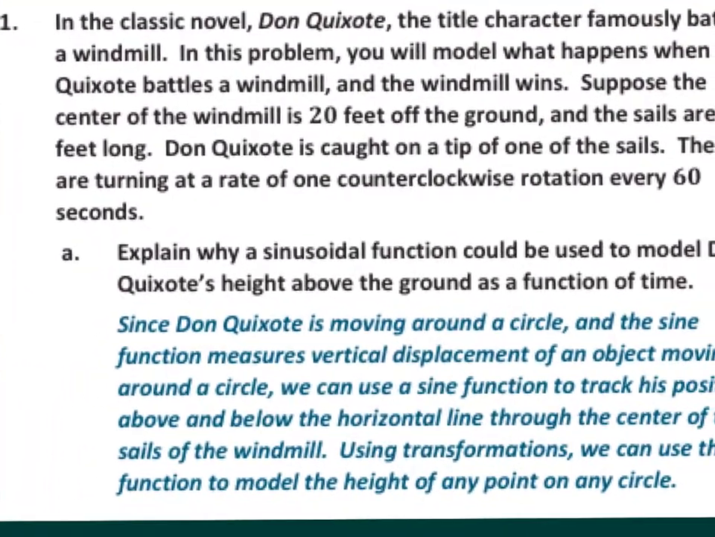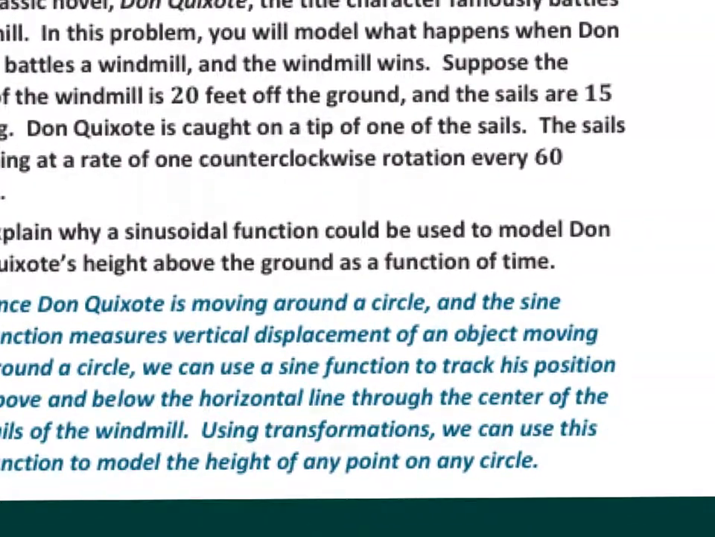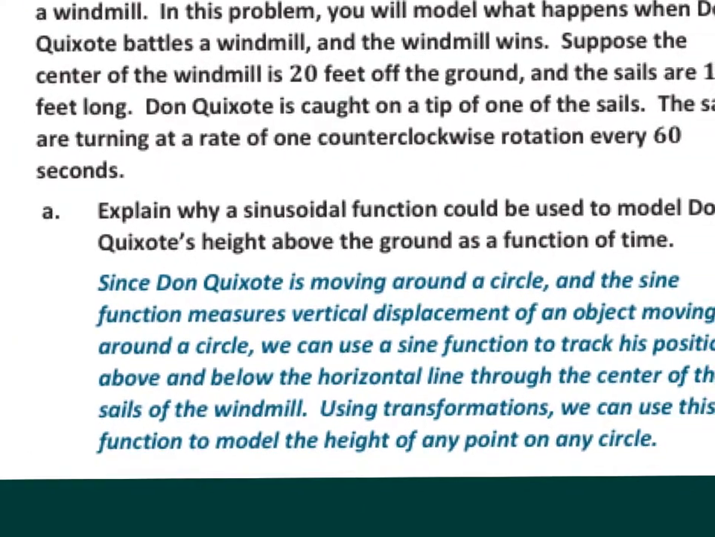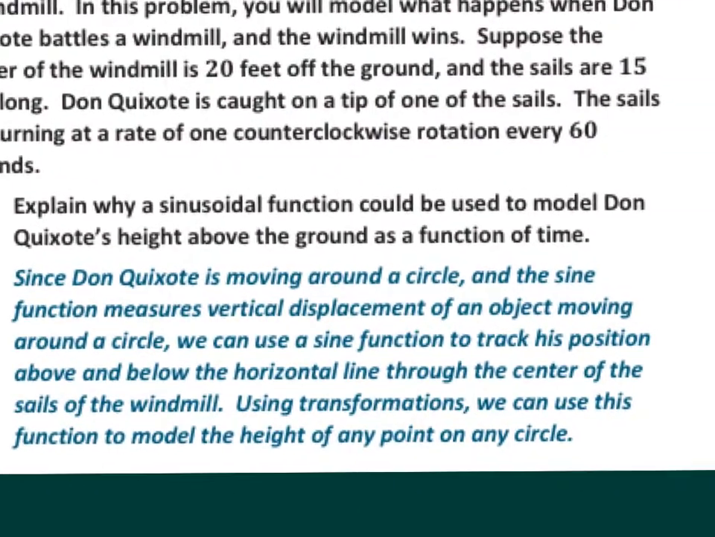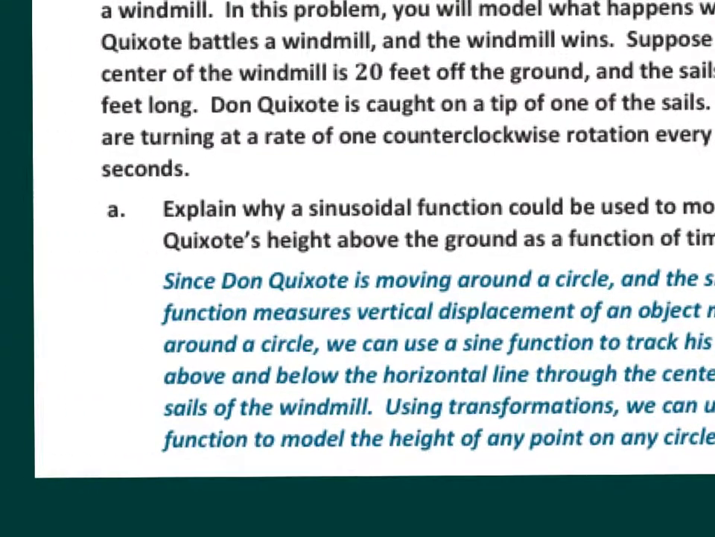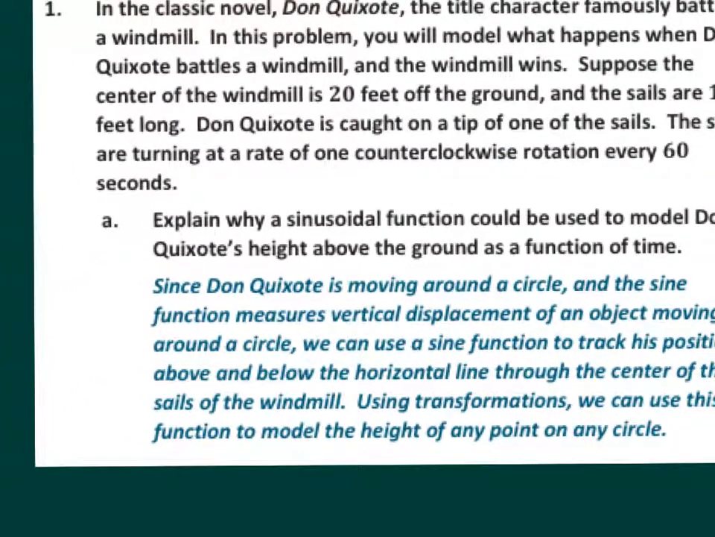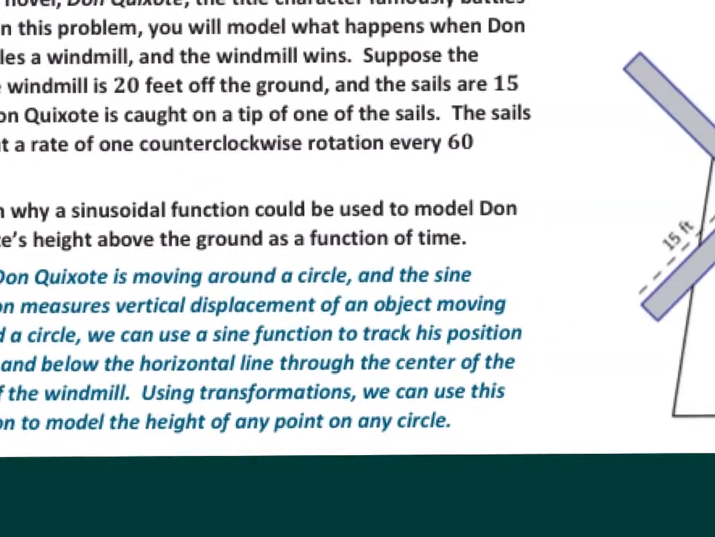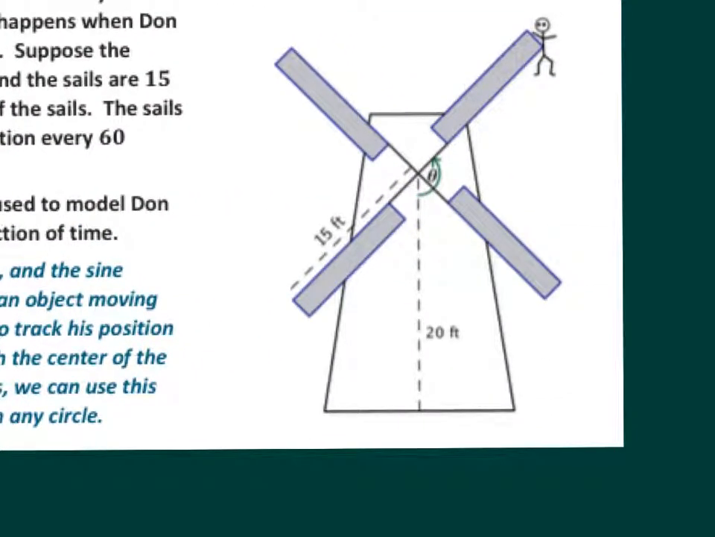Suppose the center of the windmill is 20 feet off the ground and the sails are 15 feet long. Don Quixote is caught on a tip of one of the sails. The sails are turning at a rate of 1 counterclockwise rotation every 60 seconds. So there's the setup, and you had that to look at. Therefore, if it is 15 feet for this sail, and it is 20 feet from here to there, what is the leftover distance at the bottom? 5 feet. 5 feet, right.